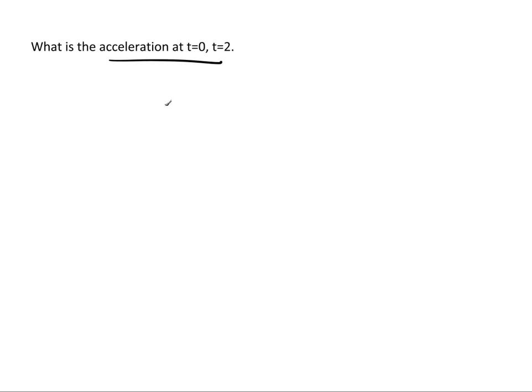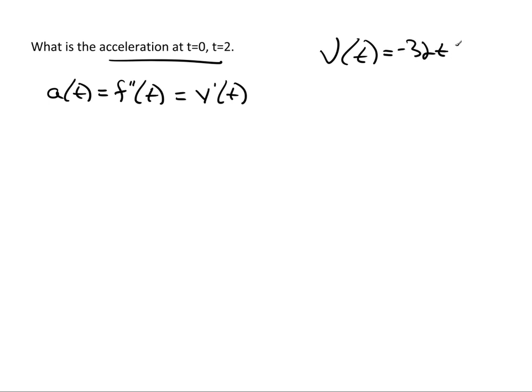What's the acceleration at t equals 0? Well, acceleration is a rate of change in velocity, and velocity is the rate of change in position. So acceleration, a of t, is equal to the second derivative of f of t, which is equal to the first derivative of v of t. V of t we said was negative 32t plus 25. So if I take this derivative, I get negative 32. So the acceleration is a constant function, constant at negative 32.